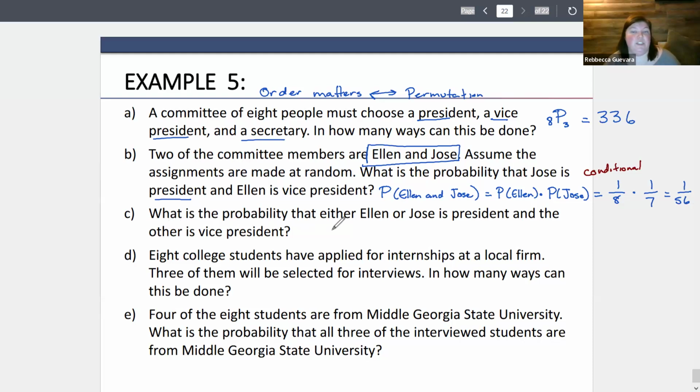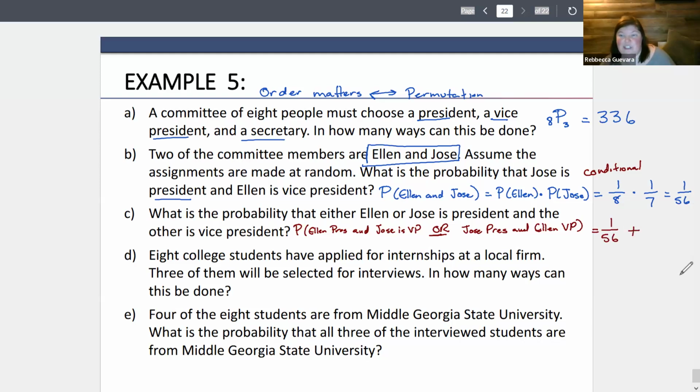What is the probability that either Ellen or Jose is president and the other is vice president? So this is Ellen is president and Jose is VP, or the other option is it switched and Jose is president and Ellen is VP. So this is an or. So we already know one of these, the probability that Ellen is vice president and Jose is president is 1 out of 56.